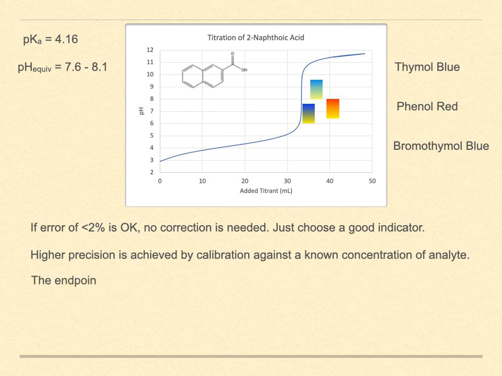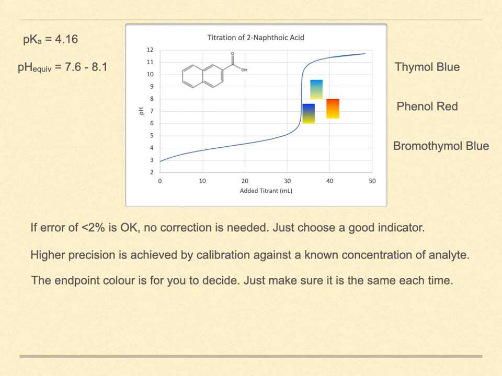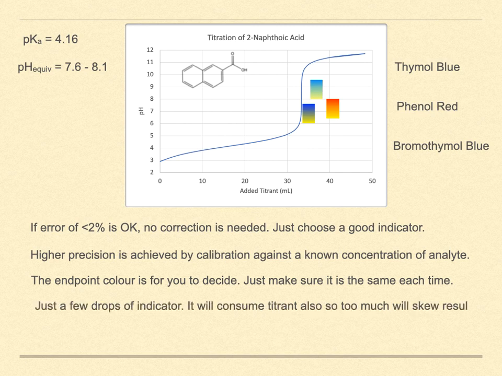The color that will be the endpoint is for you to decide. What is important is that you choose the same color for the same indicator every time. And only use as much indicator as is required, just a few drops. The indicator is itself an acid-base molecule and will consume titrant. More than a trace will skew your results also. If calibrated, this can also be corrected. More accurate results can be obtained using a spectrophotometer rather than your eye as a detector of color change. But that is for another course.